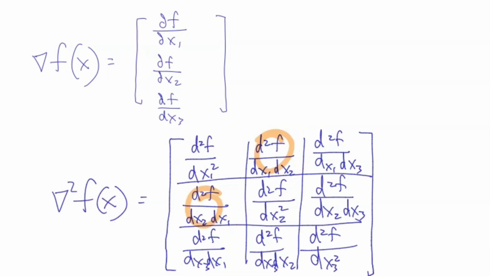These two, S1, S3 and S3, S1, are actually the same. And the next one, S2, S3 and S3, S2, are the same as well. That means the Hessian should be a symmetric matrix. They are always symmetric.